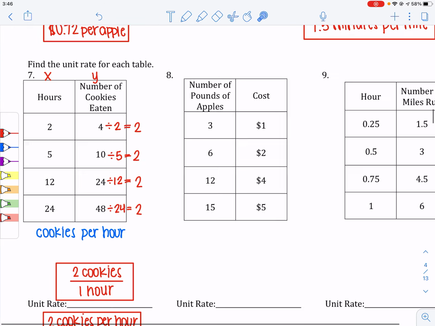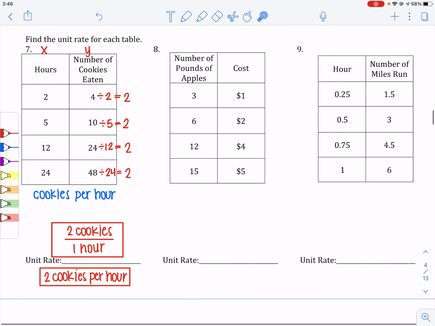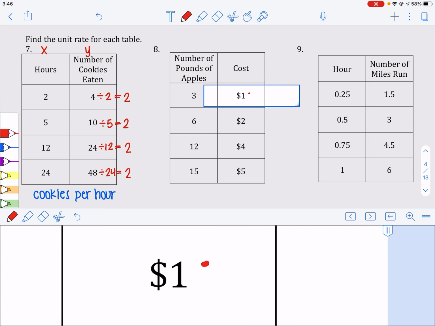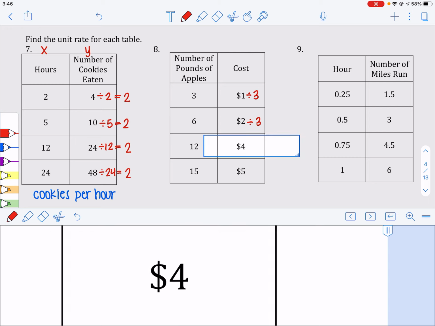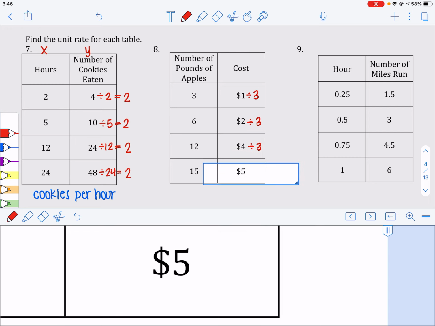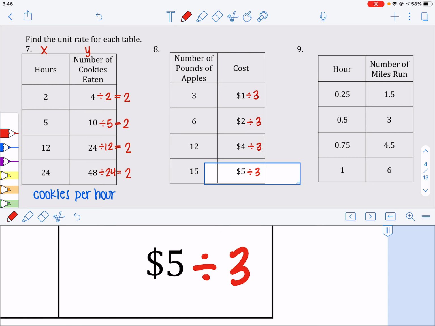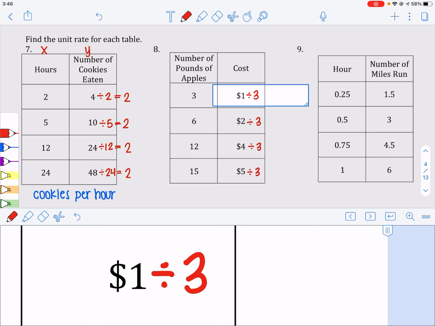Okay. All right, let's try 8 and 9. So for number 8, again, you always do the second number divided by the first number. And when you're dividing here, remember your answer is money. So if it doesn't come out nicely, I need you to round it like you would round money. Money is allowed to have 2 numbers behind the decimal.